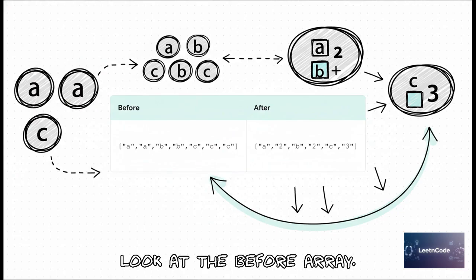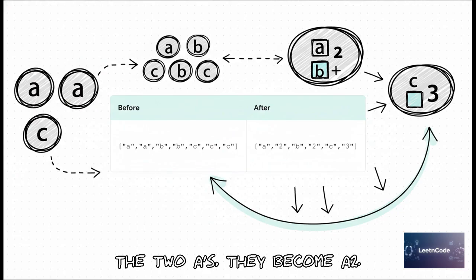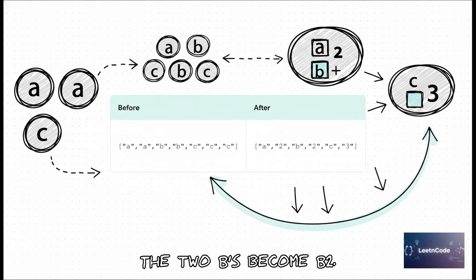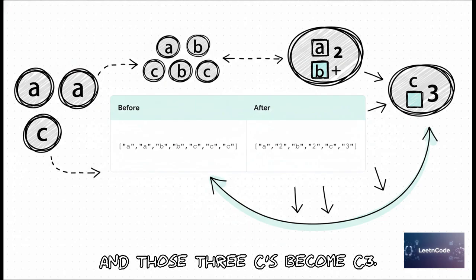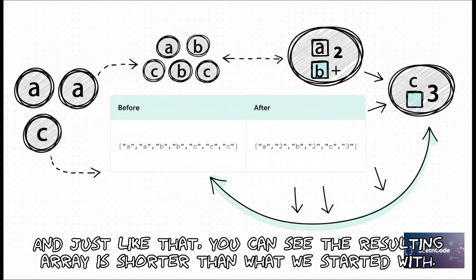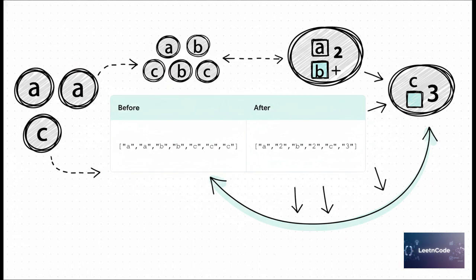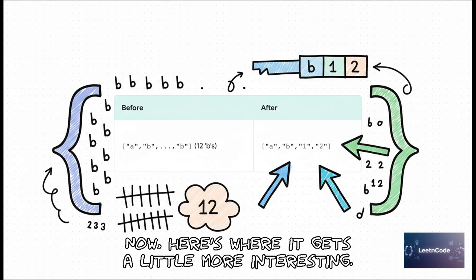Look at the before array. The two A's, they become A2. The two B's become B2. And those three C's become C3. And just like that, you can see the resulting array is shorter than what we started with. That's a win. Now, here's where it gets a little more interesting.